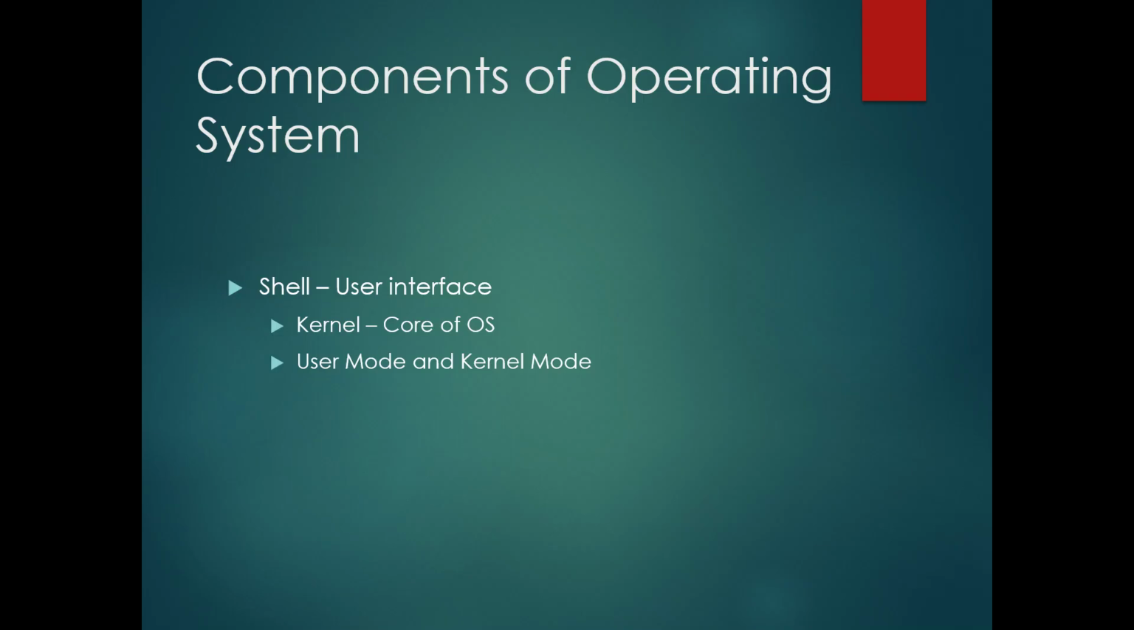The next is components of operating system. The operating system has two major components. First is the shell, which acts as a user interface. Second is the kernel, which is the core of the operating system. The kernel runs in kernel mode while the application runs in user mode. An important point here is that the kernel is always resident in memory.